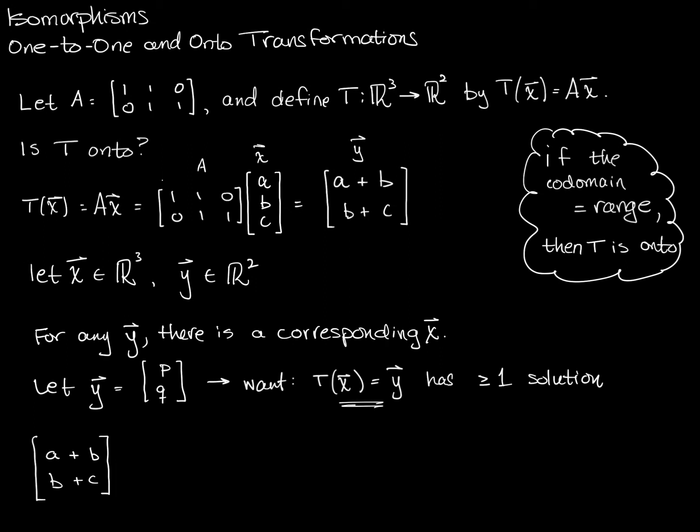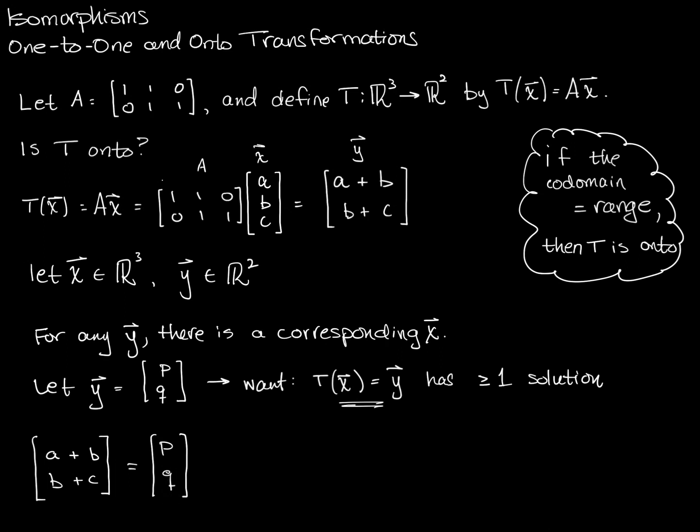I'm using Y here again because I'm resorting to function language, since I know it's a little bit more familiar. I want to show that the transformation on an X, which I know looks like this, can equal some PQ for any PQ. So I'm picking any random Y in the codomain. I'm calling it PQ. And I want to show that the transformation of any random X can be made to look like that PQ.